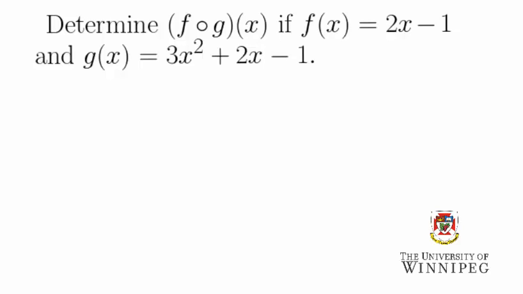In this example, we're going to determine the composition f composed with g, if f is the linear function 2x minus 1 and g is the quadratic function 3x squared plus 2x minus 1.